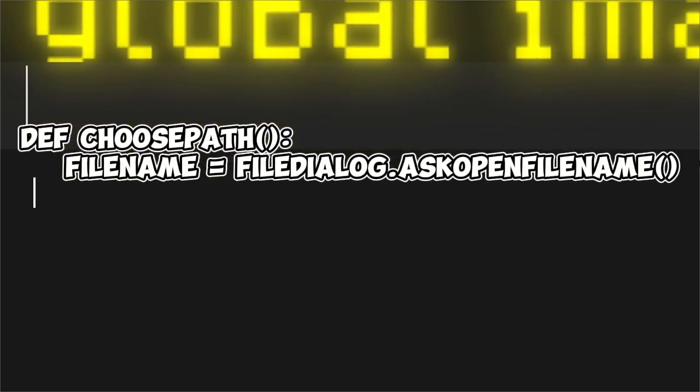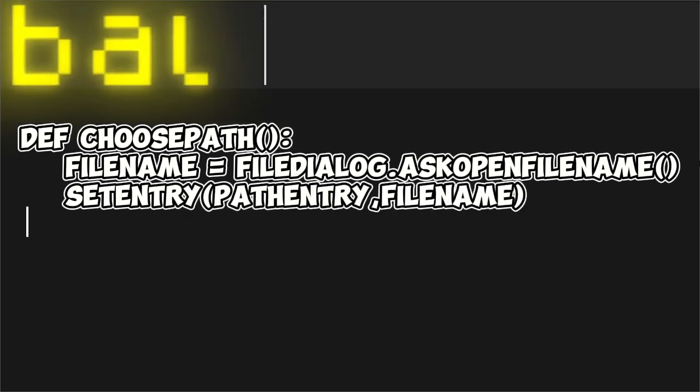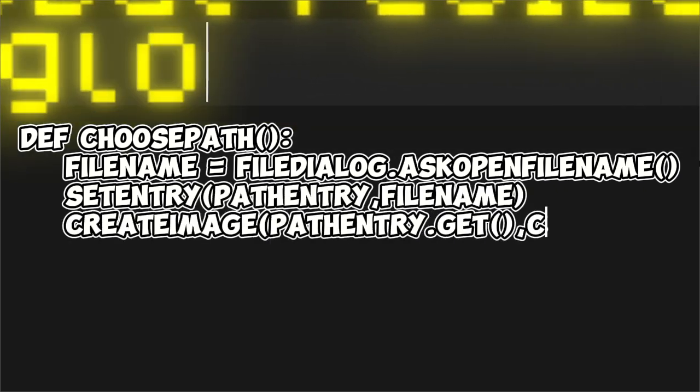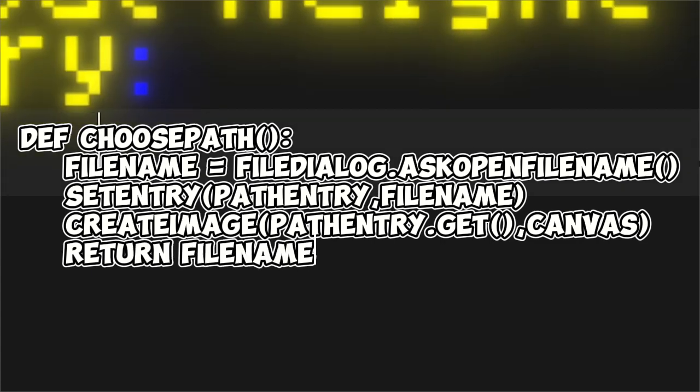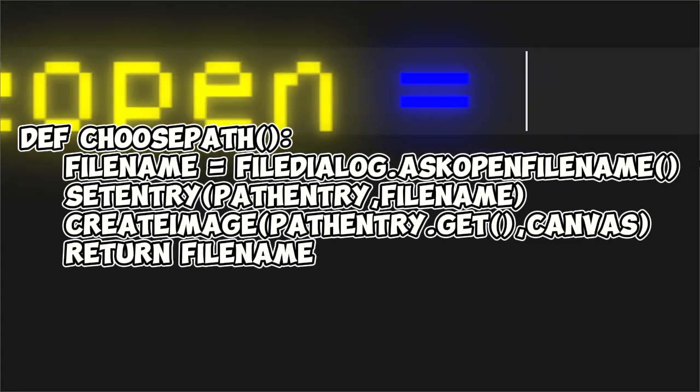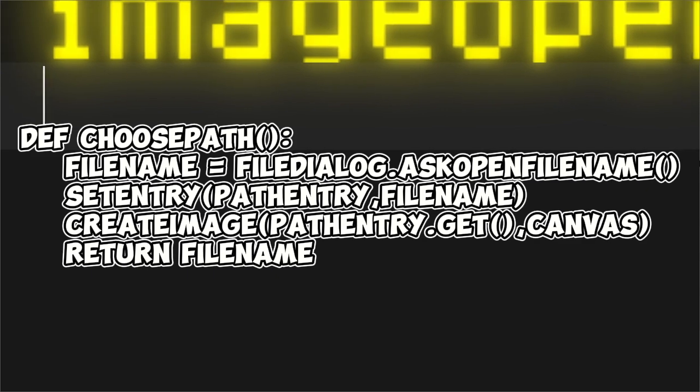Graphical UI functions. We make another function called choose_path to open the path to the file. Update the path on the graphical UI and call the createImage function for the graphical UI canvas. Also, don't forget to return the file that has been opened.